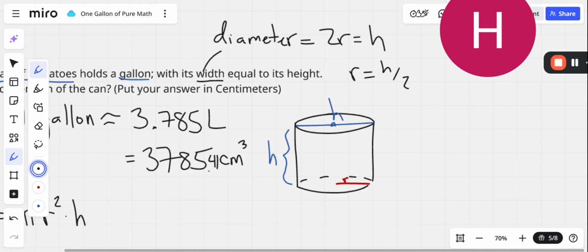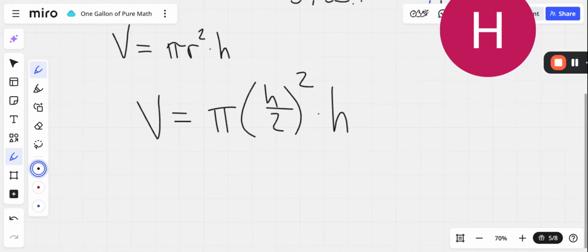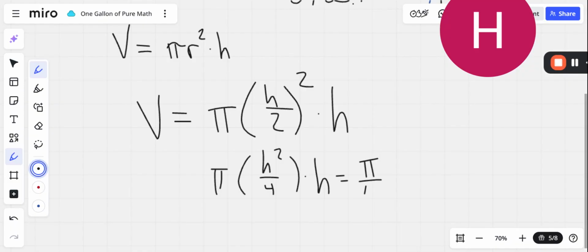Okay, now we're getting somewhere. We're able to use this and substitute it into the volume formula. Here we go. V equals pi times h over 2 squared times h again, which means we're going to have pi times h squared over 4 times h. Let's clean that up a little bit. Let's call it pi over 4 h cubed. This is the expression for the volume. And we know that it's equal to 1 gallon.